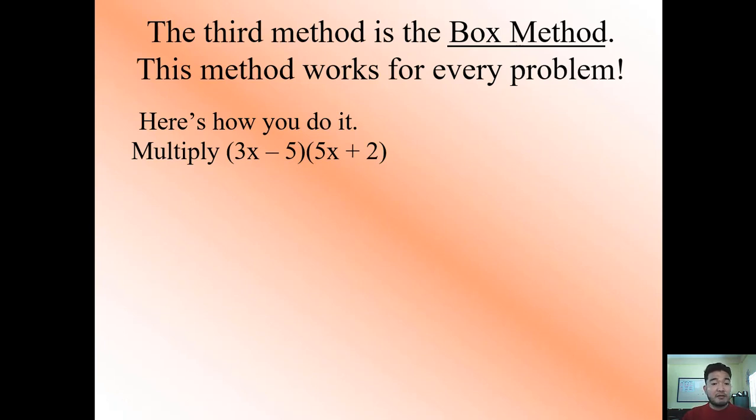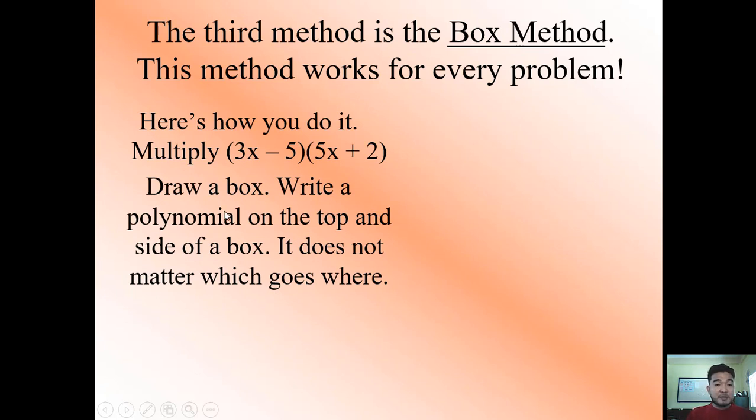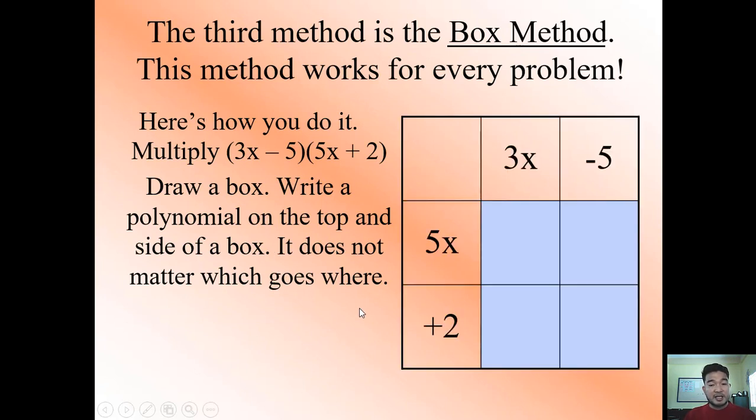So suppose that we have the quantity of 3x minus 5 times the quantity of 5x plus 2. Paano natin ginagamit ang box method dito? The first step is to draw a box, write a polynomial on the top and side of a box. It does not matter which goes where. So ito, 3x minus 5, ito siya, 3x minus 5. Then we have 5x plus 2, 5x plus 2. Pwede din naman dito yung 3x minus 5, dito naman yung 5x plus 2. Sabi nga, it does not matter which goes where.